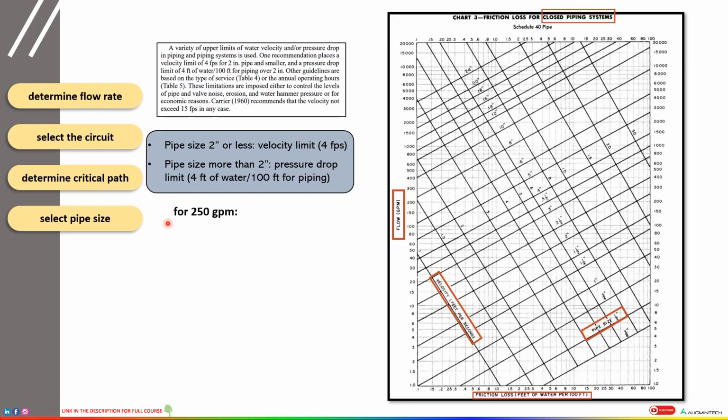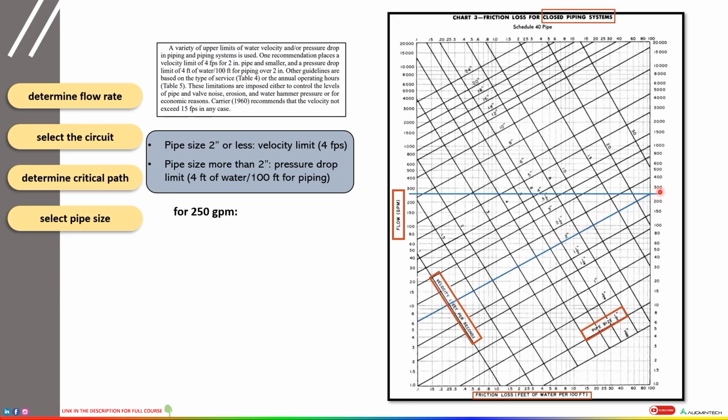So for 250 GPM, we'll see what value of pipe size we get. So 250 will lie somewhere over here between 200 and 300. So this is the line corresponding to 250 GPM. If you see, we don't get any pipe size line which intersects this line below 2 inches. You see, there is no 1.5 inch pipe size that intersects this line. So which line intersects this? This 2-inch pipe size line intersects this flow line like this.